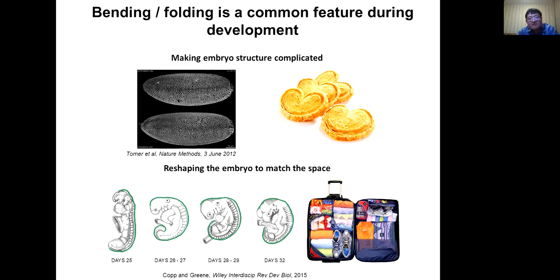Another function is that bending and folding can reshape the embryo to match the space. We can imagine that if we want to put as many clothes as possible into a suitcase, the best way is to fold the clothes to match the space. The embryo also uses a similar way. It can elongate its body axis, but with the limit of the chorion, it has to bend to reshape itself from disc-like to cylindrical to match the space inside the chorion membrane.